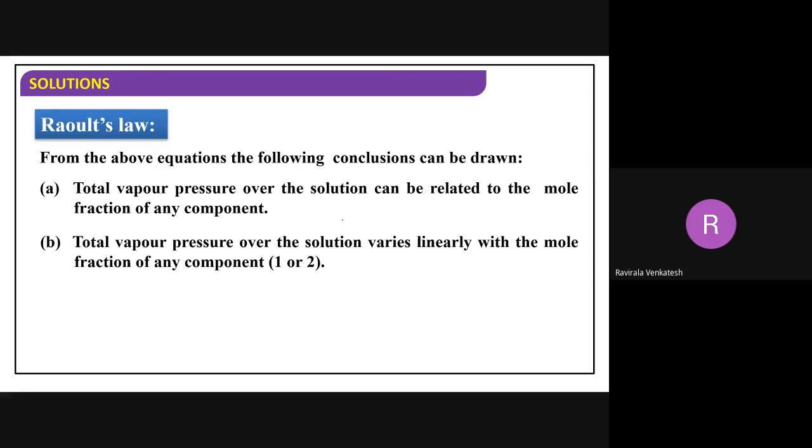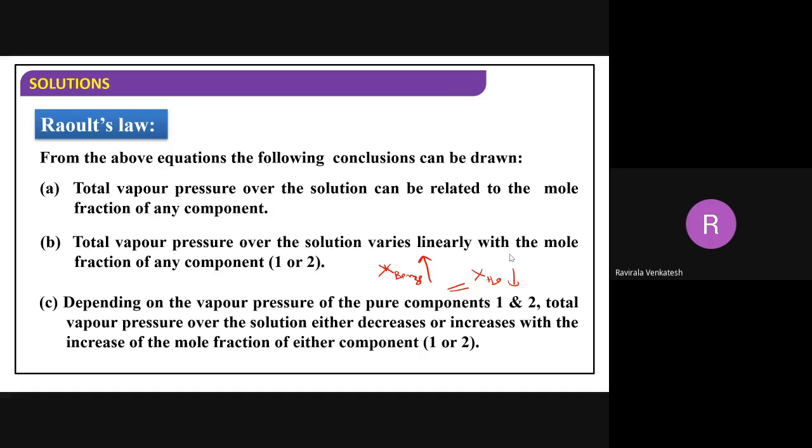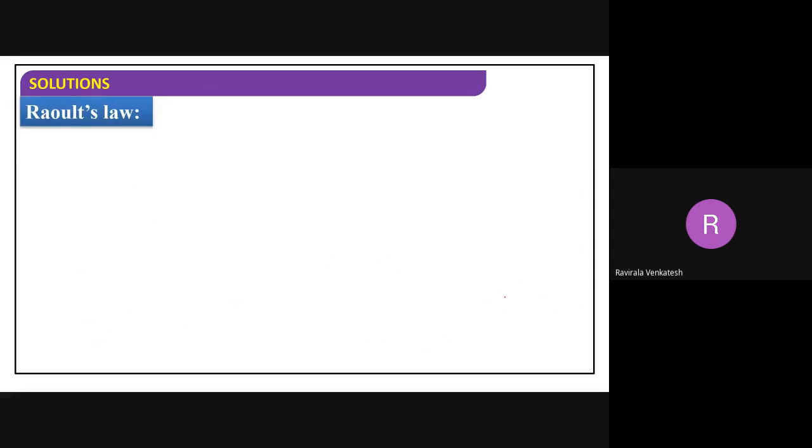Why? Because if you observe, the total pressure varies linearly. If I increase the mole fraction of benzene, the mole fraction of water decreases, and the total will always be the same. Depending on the vapor pressure of the pure components 1 and 2, the total vapor pressure of the solution either decreases or increases with increasing mole fraction of either component.